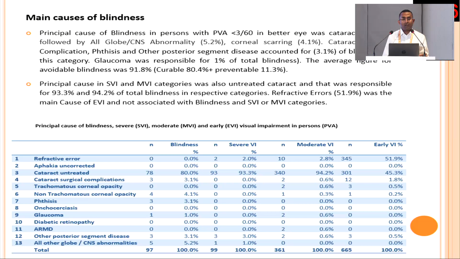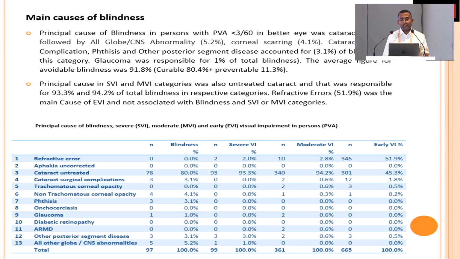Main causes of blindness: obviously cataract was the major cause, followed by globe or CNS abnormality, and corneal scarring. Corneal scarring, again at the national level, in the 2015-19 survey was also found to be the second most important cause of blindness. I think it is 7.2% at the national level. Cataract surgical complication, phthisis and other posterior segment disease accounted for 3.1%. So also the glaucoma and other diseases.